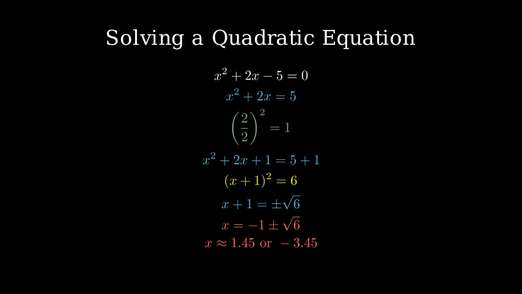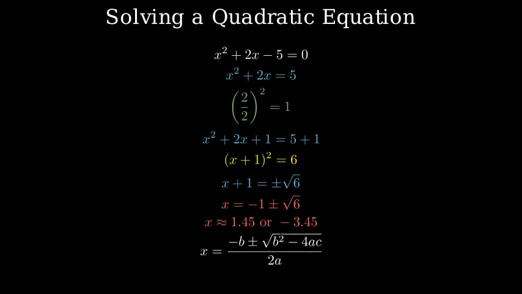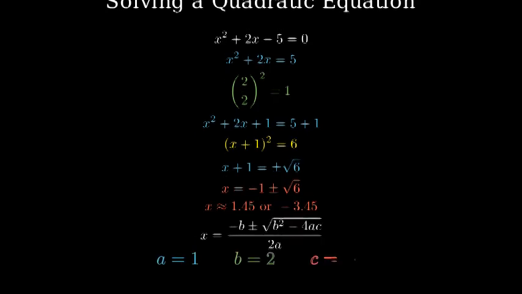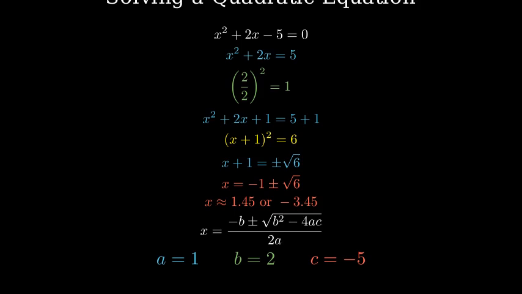Now, let's verify our answer using the quadratic formula. The quadratic formula states that x equals negative b plus or minus the square root of b squared minus 4ac, all over 2a. In our equation, a equals 1, b equals 2, and c equals negative 5.